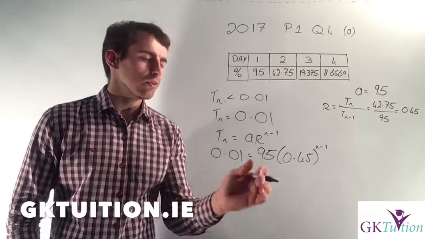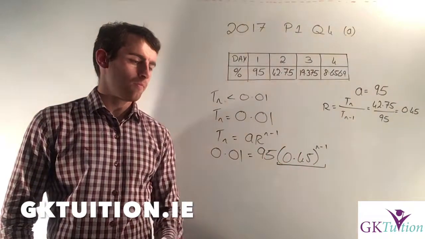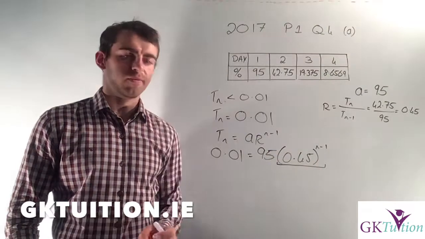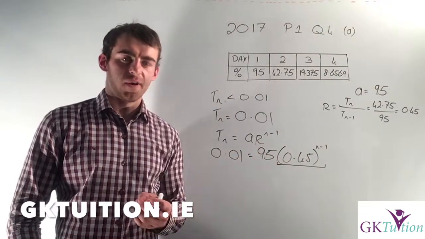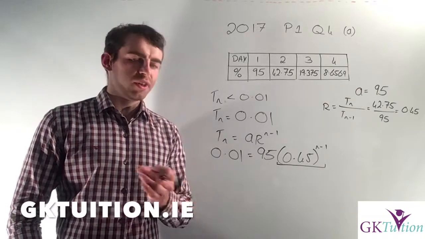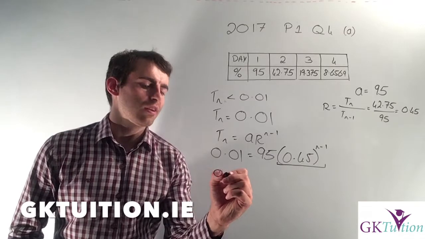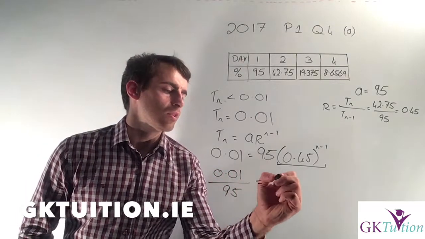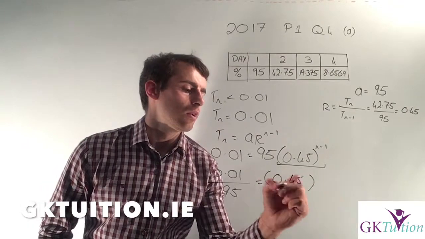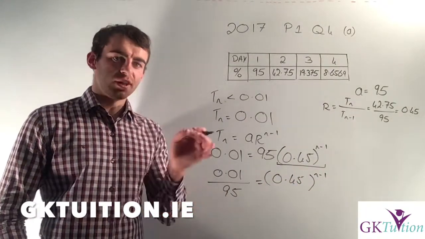But before you do that, you have to isolate the term that has a power in it. So you have to isolate your 0.45 to the power of n minus 1. So in other words, I want to get rid of the 95. To get rid of the 95, I'm going to divide both sides by 95. So my next line is 0.01 over 95 is equal to 0.45 to the power of n minus 1. Okay, so let's continue on from the top.